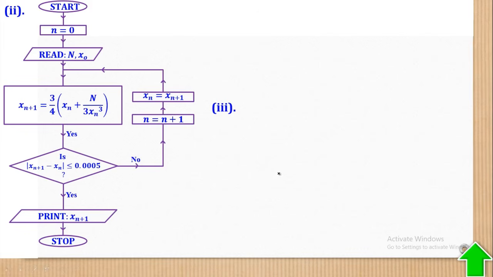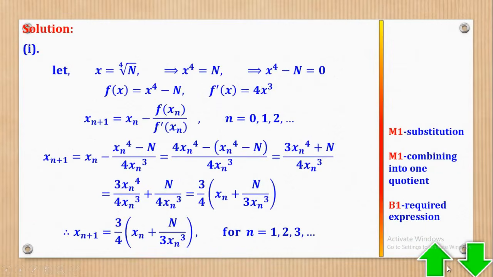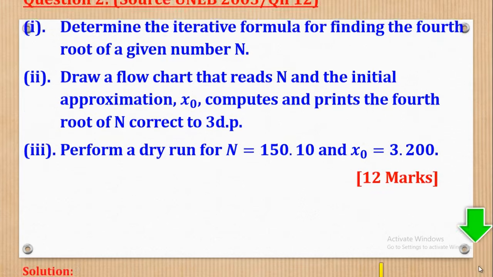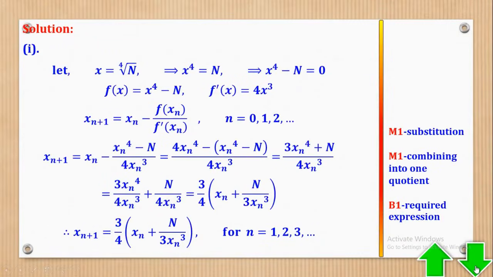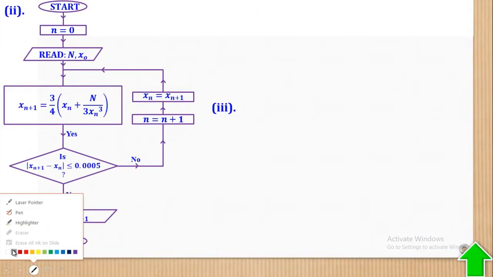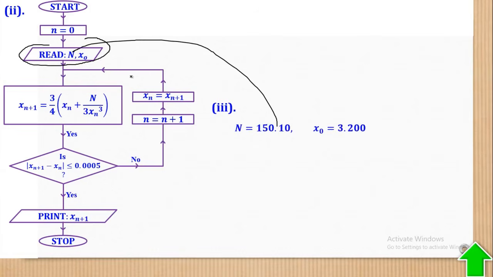Now let's go to Roman 3. So Roman 3 says perform a dry run for capital N equal to 150.10 and x0 equal to 3.200. So before you tabulate, the first thing to do is to look at this read statement. So you have to first quote what they want you to read. They want you to read n, so you have to quote n. They want you also to read x0, so you have to quote x0.